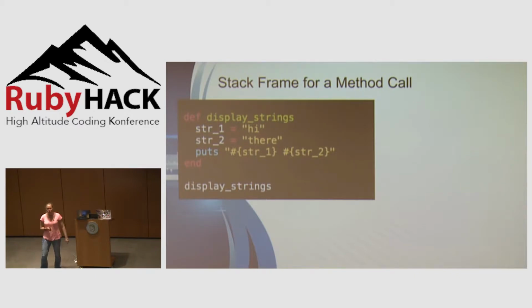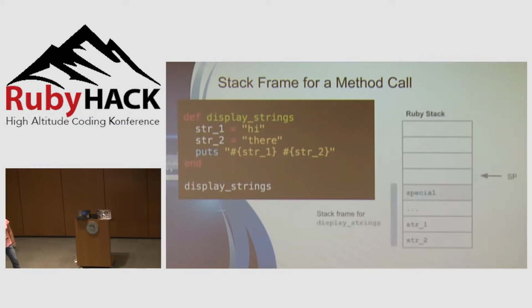And what I want to do now is take a look at what happens on the stack when display strings is called. So when we call it like this, what Ruby does is it creates a stack frame for the display strings method as shown over here. It then pops all the local variables and any arguments passed to the method onto the stack. There's 3 dots here to indicate some other housework that needs to happen, which isn't important right now. This SP, by the way, is just the stack pointer.